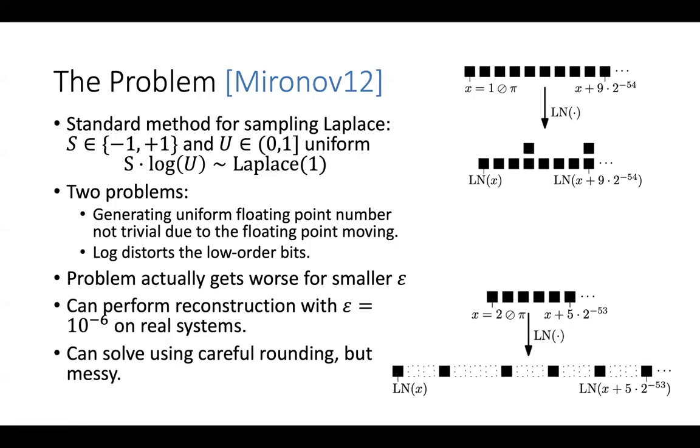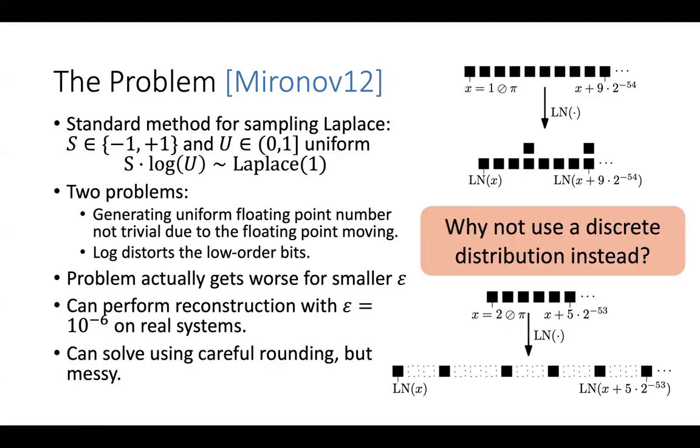Now, the obvious solution to this is to do some kind of rounding to hide those low order bits. This is messy for a couple of reasons. And I'll also show you later on that this doesn't work quite as well as the discrete distribution. Anyway, this is the background for our work. We see there's a problem with floating point numbers, and the obvious question is, why don't we just use a distribution that is inherently discrete and avoid all the issues of floating point numbers?